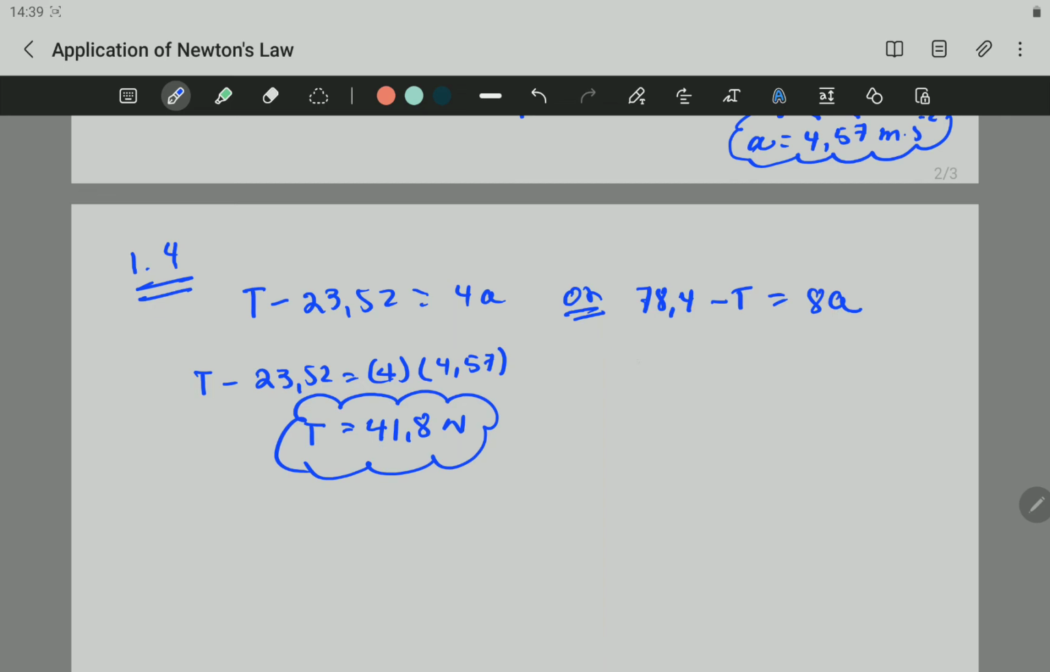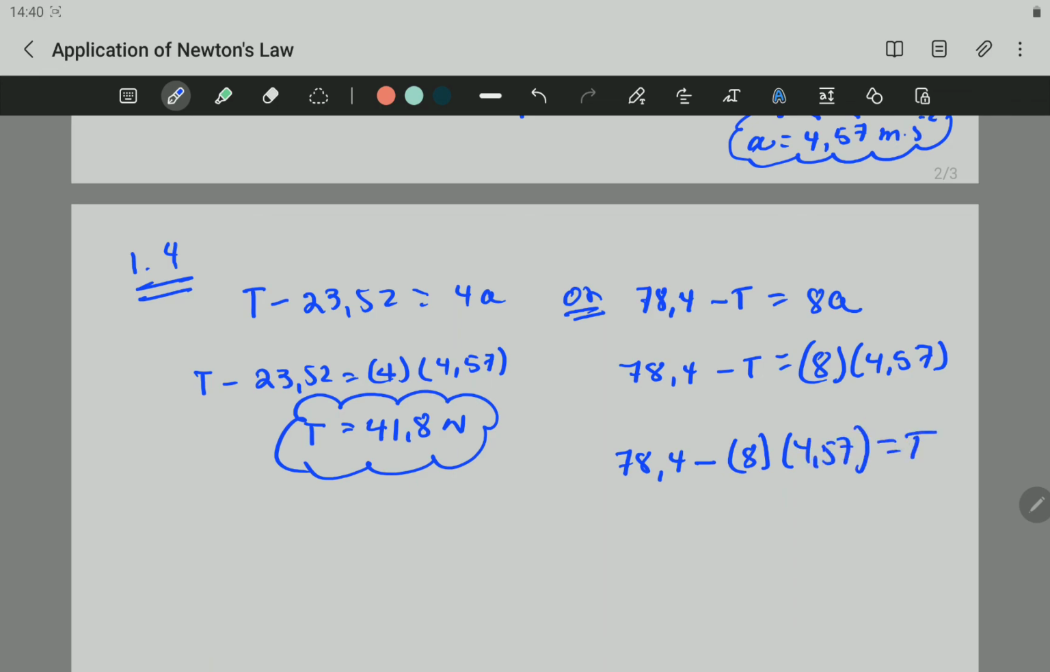And if you use the second equation, you have 78.4 minus T is equal to 8 multiplied by the acceleration, which is 4.57. So if you move T to the other side, you have 78.4 minus 8 multiplied by 4.57 is going to be equal to tension. And if you do the calculation, you will get also 41.8. Okay, so that is the answer. This is the whole question.